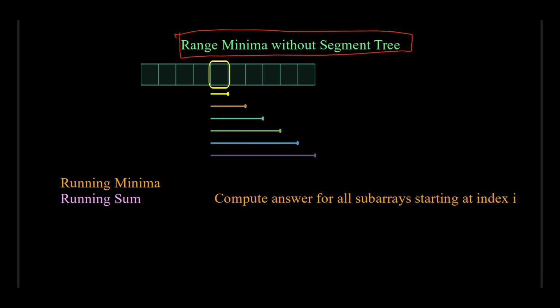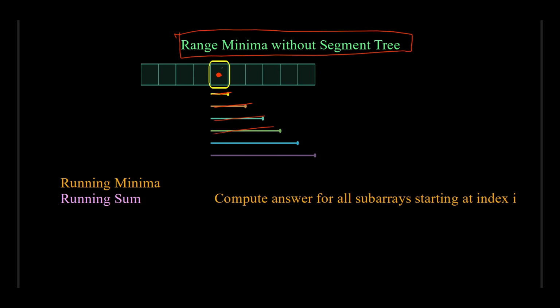And yes, there is a way. How can you do that? You start at this index I, and then you quickly compute the answers of all the subarrays that start at this index I. So which subarrays are there? The one ending at this, or the one ending at this, and so on. You are only interested in two things: the sum of the subarray as well as the minimum value of the subarray.